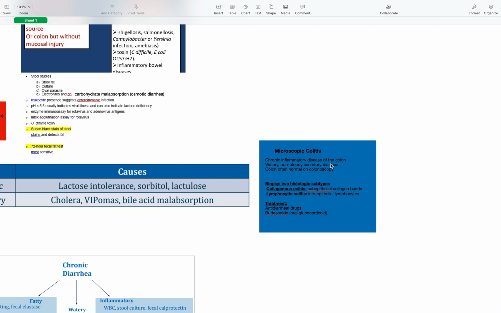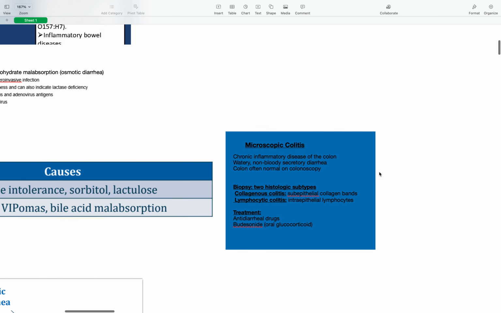It's a chronic inflammatory diarrhea of the colon, which results in a watery, non-bloody secretory diarrhea, and the colon often is normal on colonoscopy. However, why is it called microscopic? Because the microscopic findings are abnormal. So there are two histologic subtypes of microscopic colitis. One is collagenous and the other lymphocytic. So collagenous colitis is deposition of collagen subepithelial, while lymphocytic colitis is intraepithelial lymphocytes. The basic treatment for this is antidiarrheal drugs like loperamide, or you may also add budesonide or oral glucocorticoids.